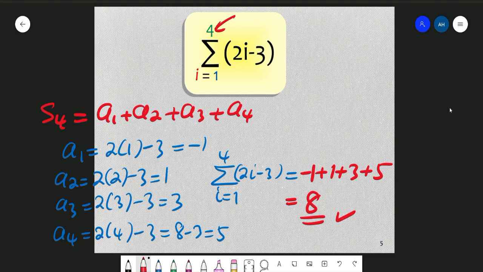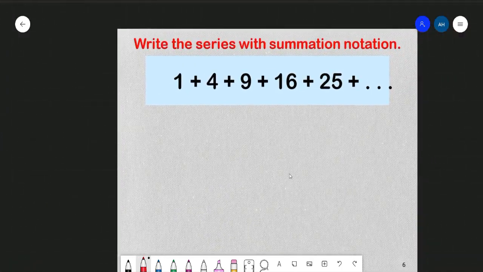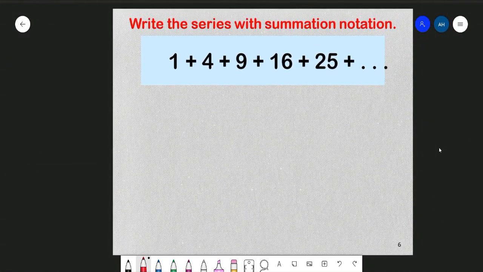All right. Now, suppose that we are given this time a series not in the form of summation notation. They list all the numbers together like this, and at the end we have dot dot dot. We already discussed that last time, what we mean by dot dot dot at the end. So the question here is, we want to write the series that's given to us with summation notation. The numbers that they have here are very nice.